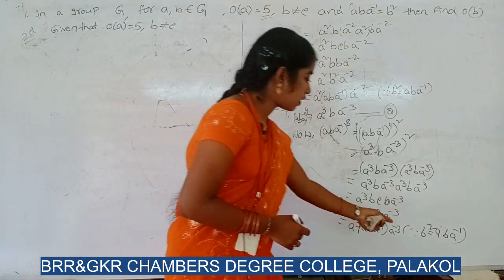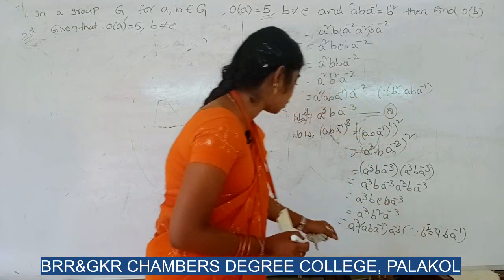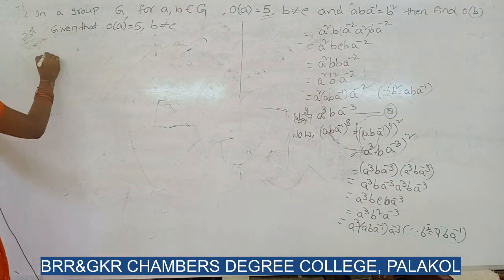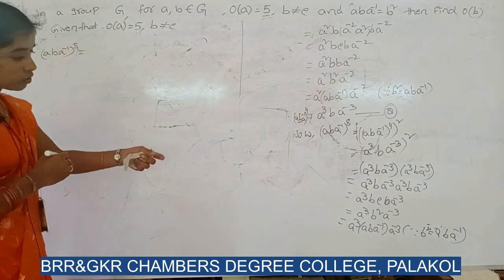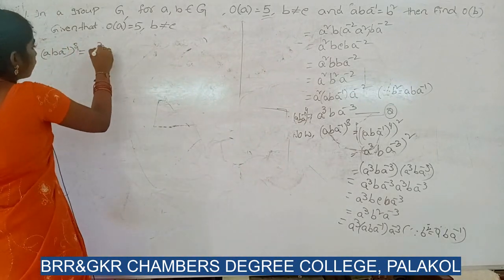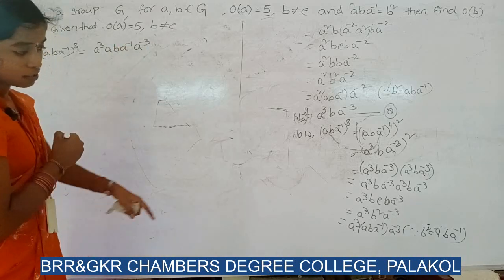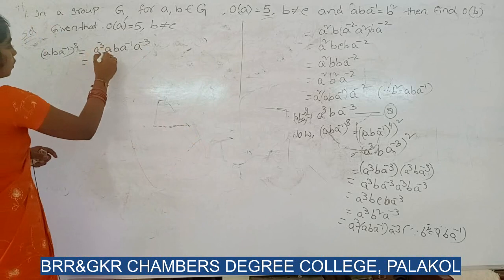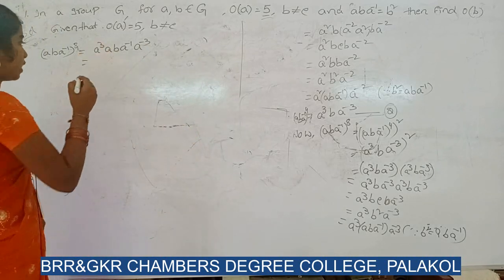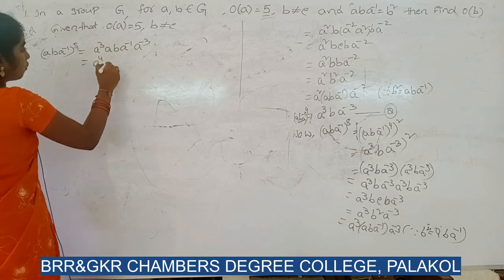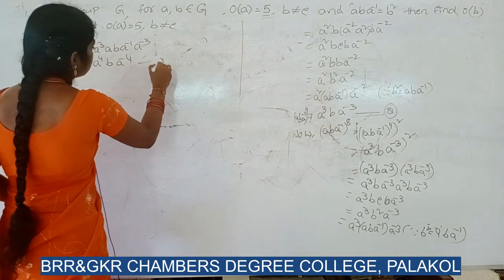So B square value is ABA inverse. So continue this process. (ABA inverse) whole power 8 equal to A cube, A B A inverse, A power minus 3. So A cube into A, already you know that A power m into A power n is A power m plus n. So A power 3 plus 1 is 4, B, A power minus 4. So this is the third one.